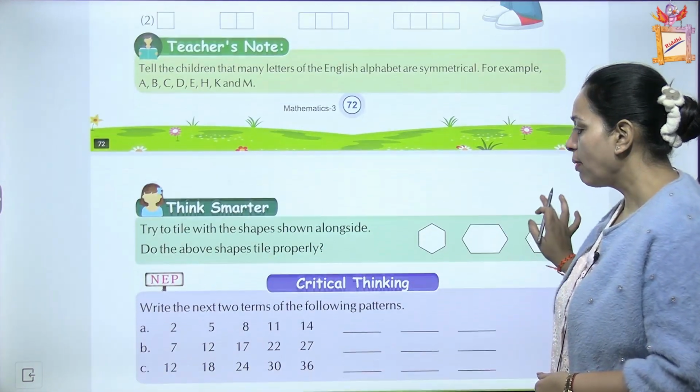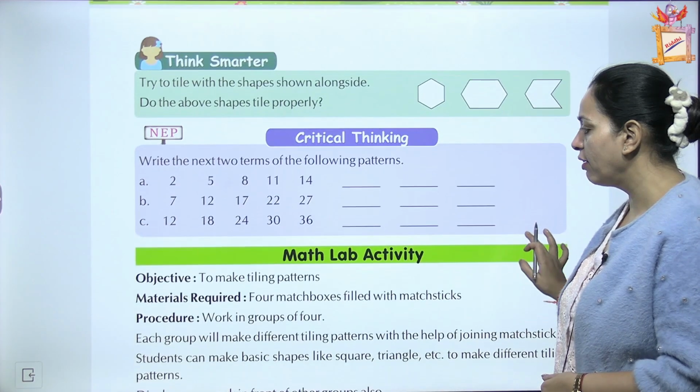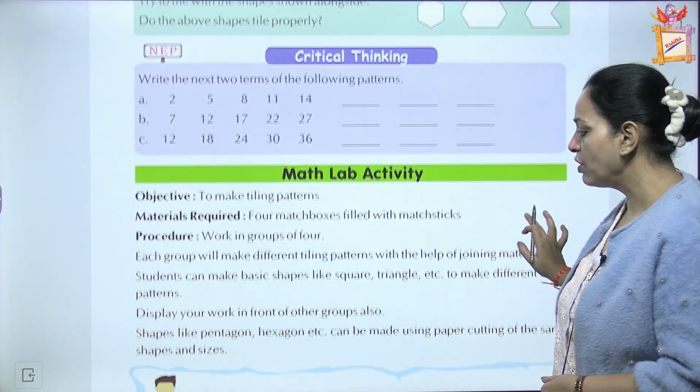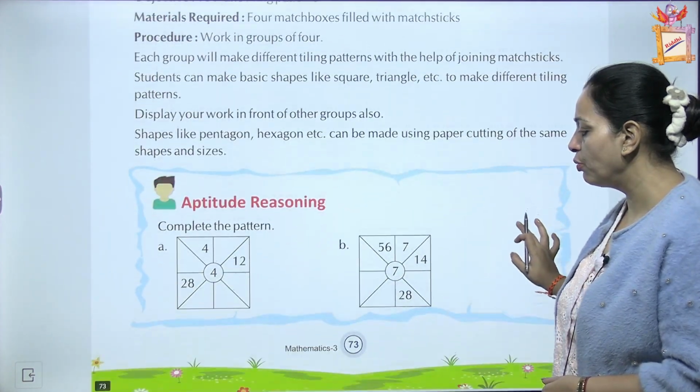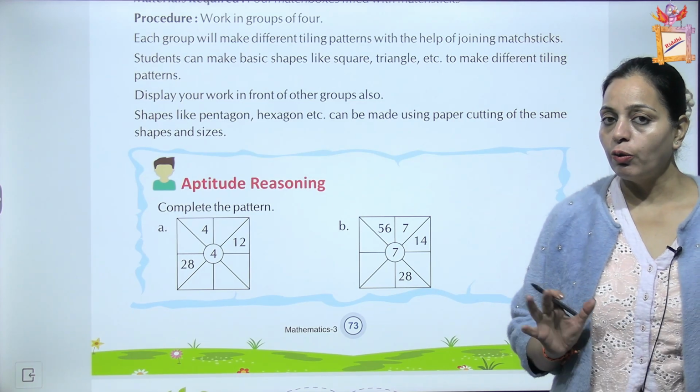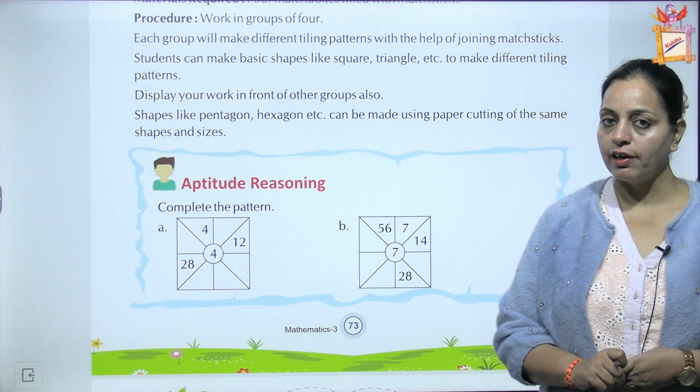Now, think smarter and critical thinking is here. And one math lab activity, you can try this one. Aptitude reasoning is also here. I hope the concept is very much clear to you.